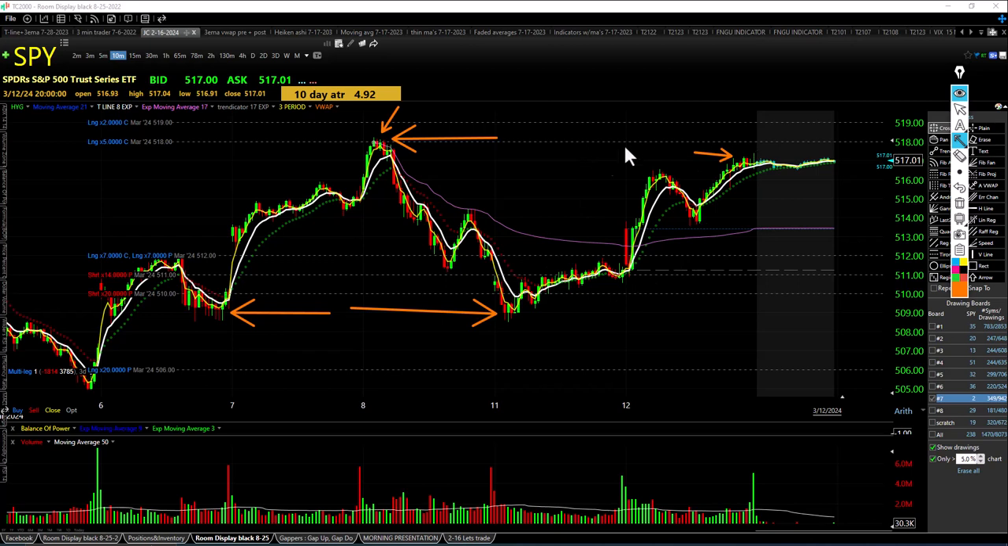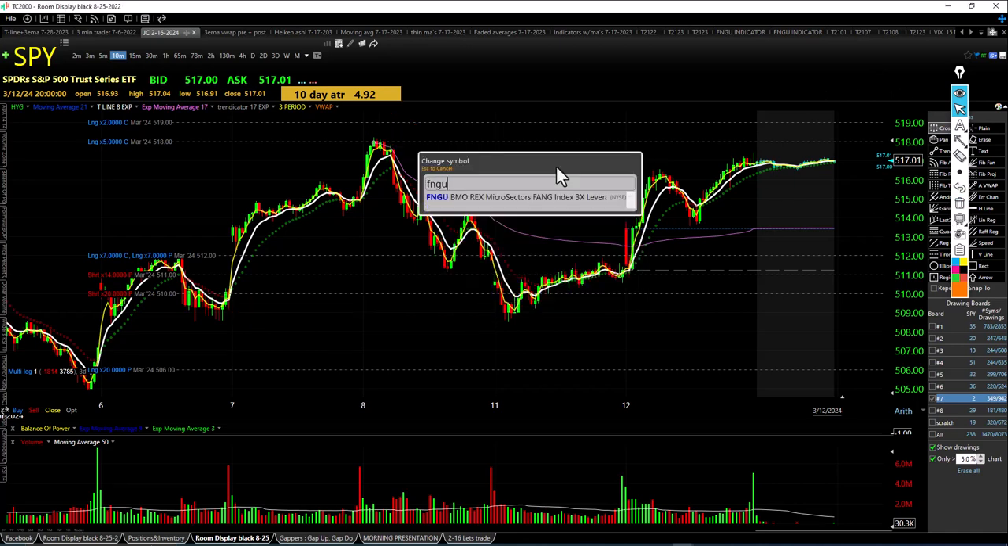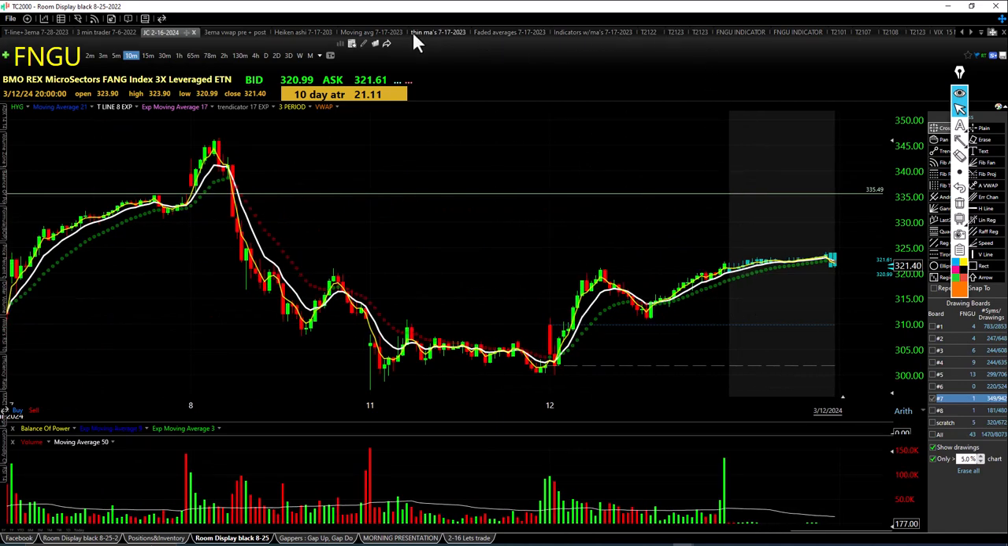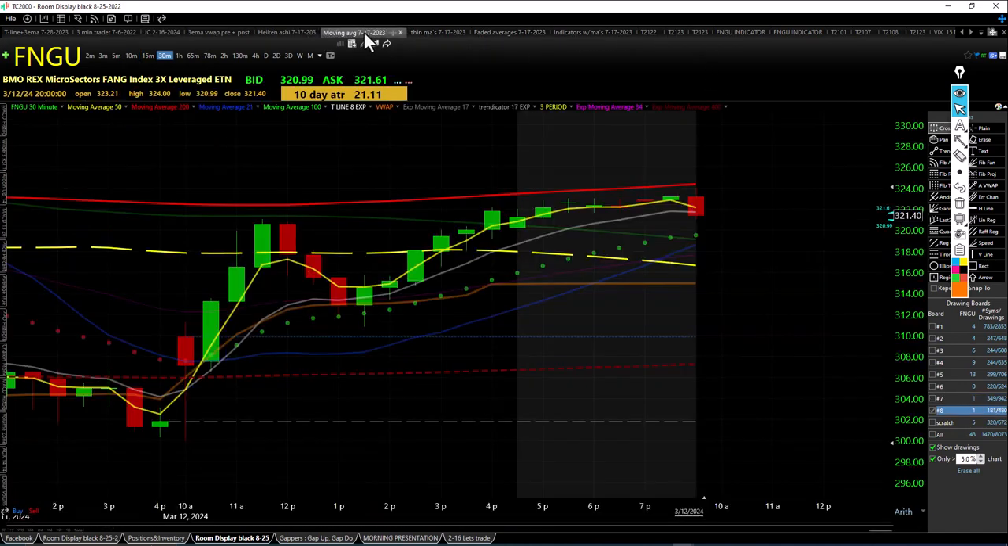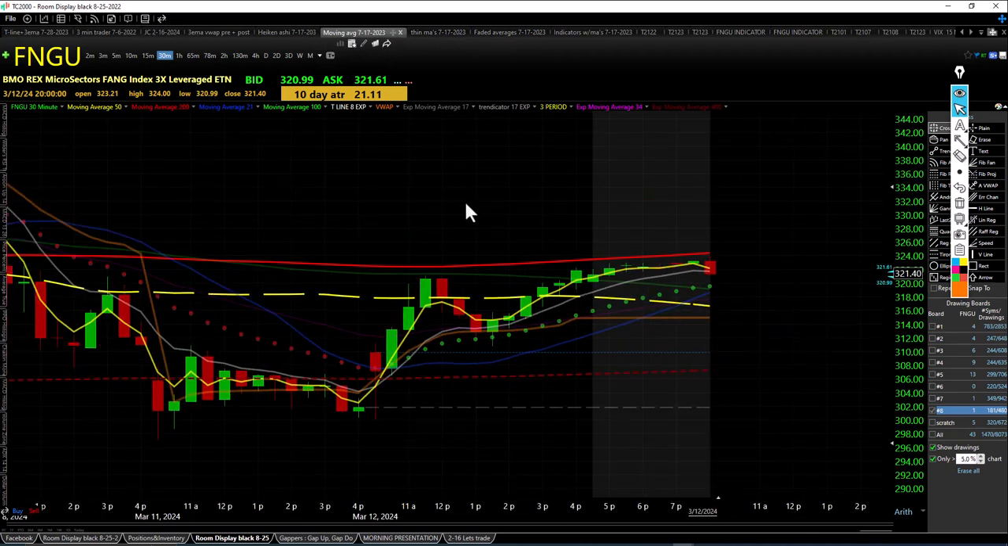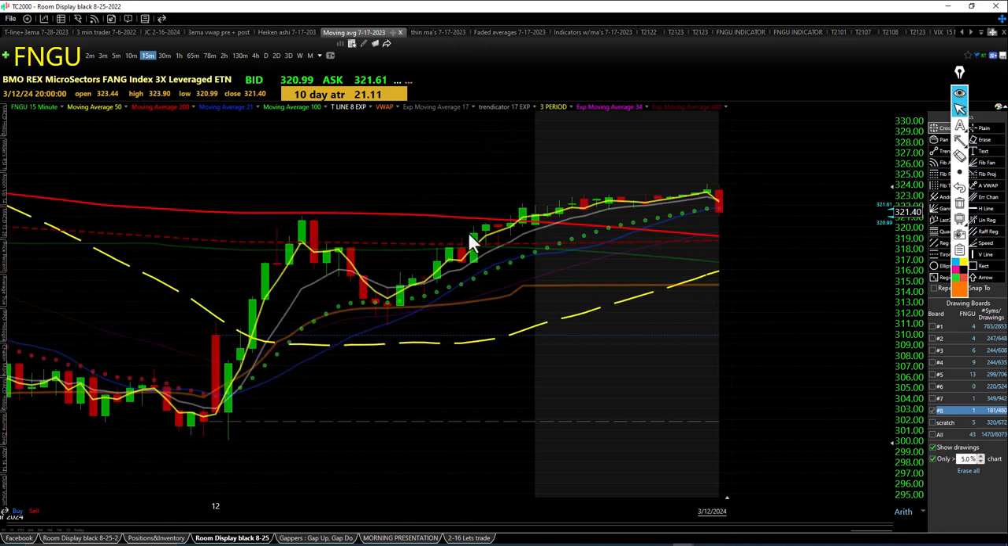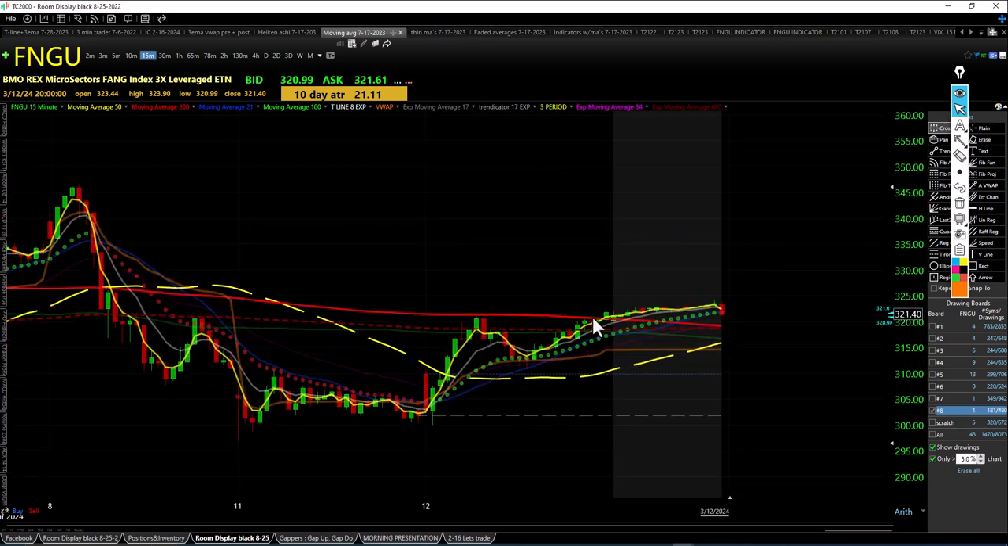So far, the FNGU is on top of the flat 200. That's a good sign. All right, so let me pull that up with my moving averages. All right, and we'll go to the 15. And you can see here's the flat 200, and price action is up and over it. We'll see how it opens up tomorrow morning. But that's a good sign.